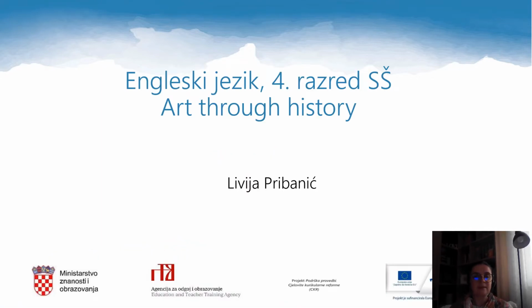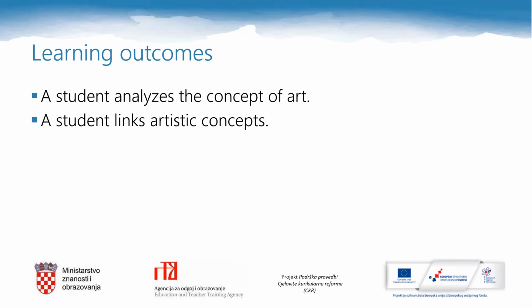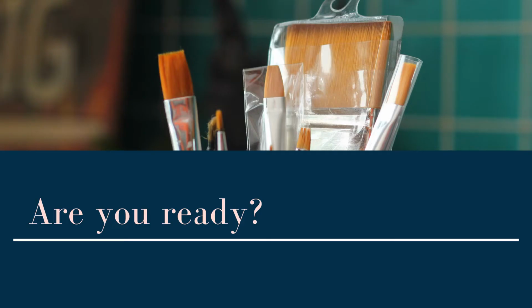Here is an English lesson for the 4th grade of high school. My name is Livija Pribanić, and I will be your teacher in the lesson under the title Art Through History. In our lesson today, you will analyze the concept of art, and you will also link artistic concepts. And now, please get ready for the lesson.